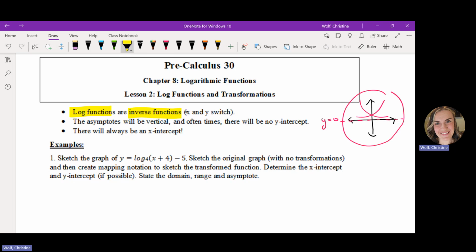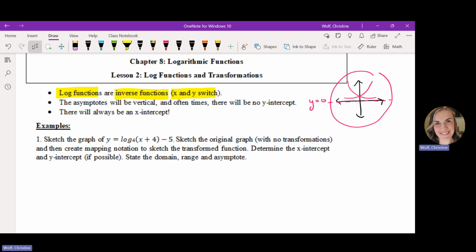And remember, inverse just means that the x and y values switch. Because the x and y values switch, the asymptote will also switch. So instead of having a horizontal asymptote, we are now going to see a vertical asymptote, because everything's just swapping.